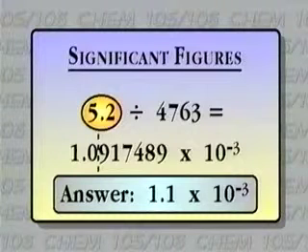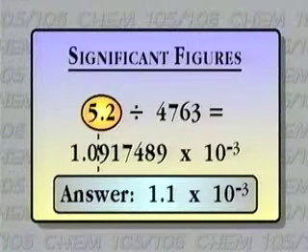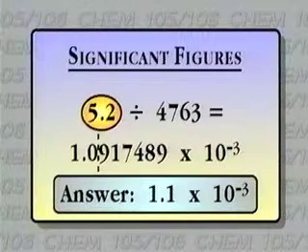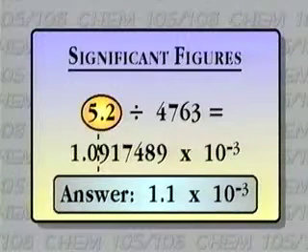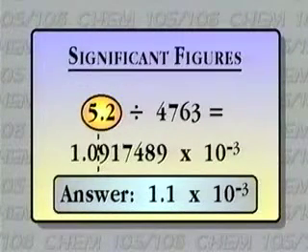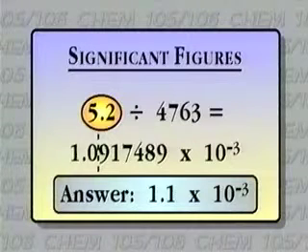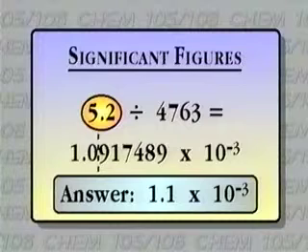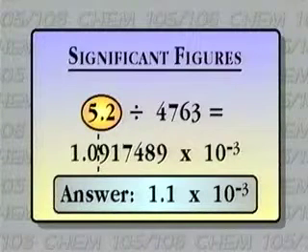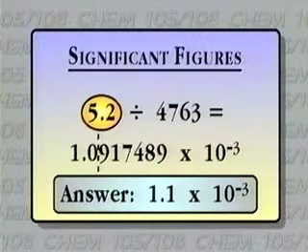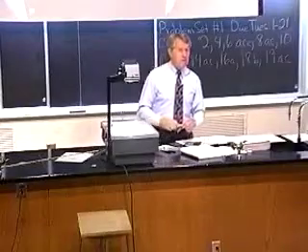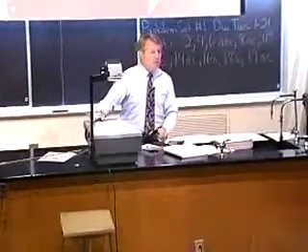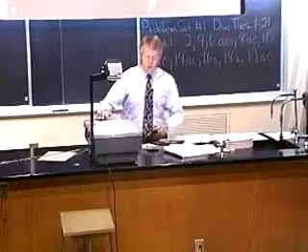Only the number has anything to do with significant figures. The 10 to the minus third is merely locating the decimal point. It has nothing to do with measured quantities. So our answer properly written is 1.1 times 10 to the minus third. All right? So as you go through working on problem sets and laboratory reports, be sure to pay attention to significant figures.